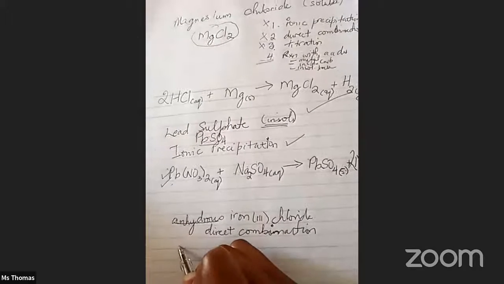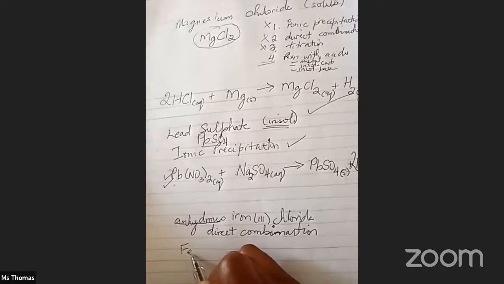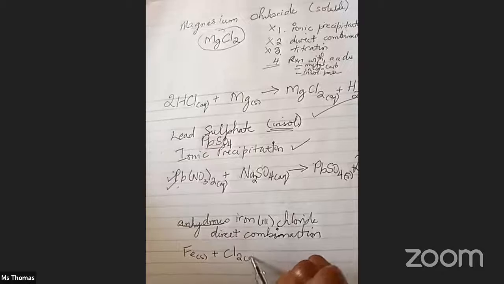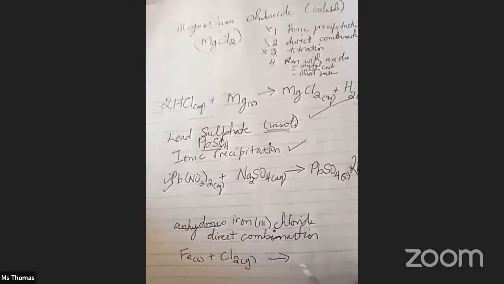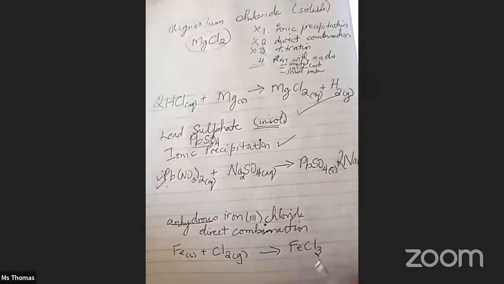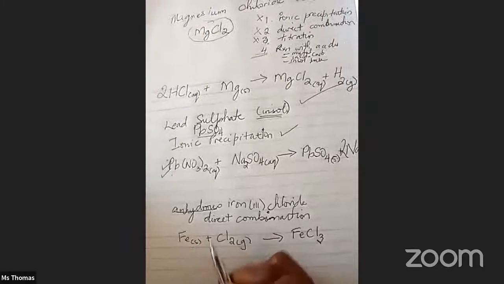Iron and chlorine. Right, so I'm going to take a piece of iron and react it with some chlorine gas, and I'm going to get iron 3 chloride. Balance it for me, please.